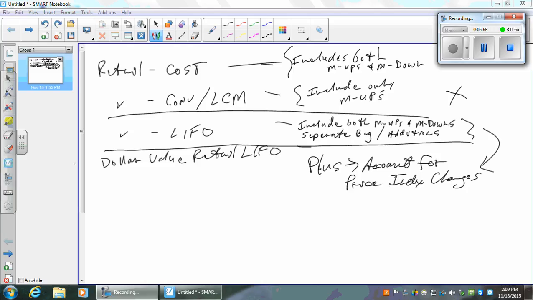So I'm going to have both. I'm going to have that cost to retail percentage, okay? And I'm going to separate beginning inventory, and I'm going to account for price index changes. Okay, so those are the four you've got to keep straight. Everybody good?